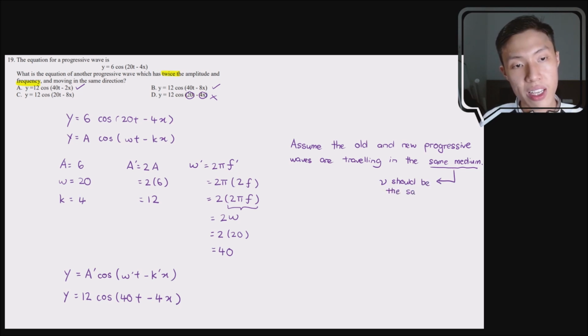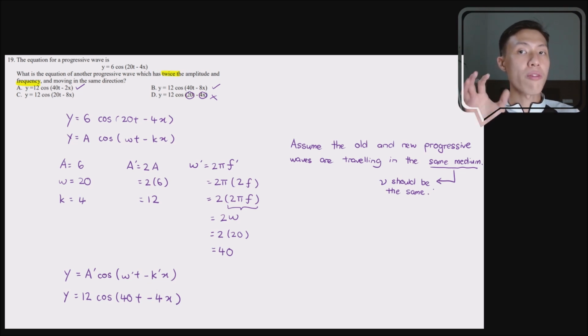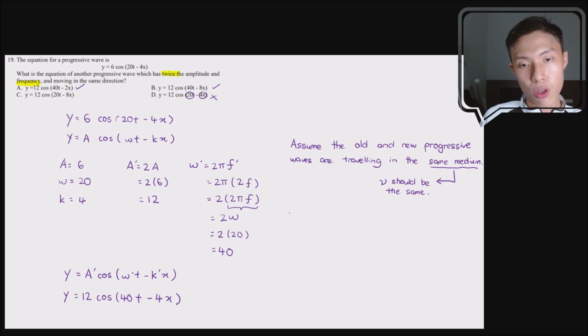They should have stated it in the question, but since they didn't state it and we still need to make progress, we assume that the old and new progressive waves are traveling in the same medium. So for the old progressive wave and the new progressive wave, because the medium is the same, they should both share the same wave propagation velocity. So what is the wave propagation velocity for the old case?